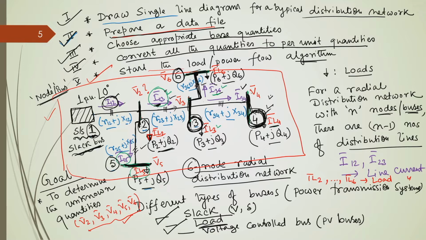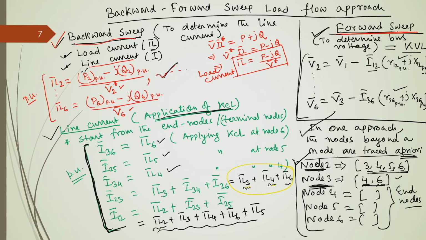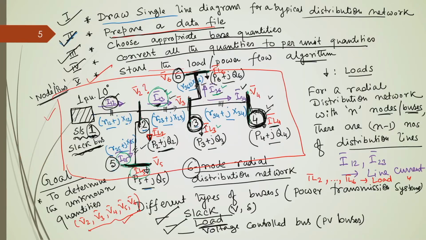Since the process starts from the terminal node and we move backward, we start at the end node and perform the whole operation in the backward direction, and that is why it is called backward sweep. Whereas in the forward sweep, which is basically used to determine the bus voltage, we start from the substation bus, because at the substation bus my voltage is specified.